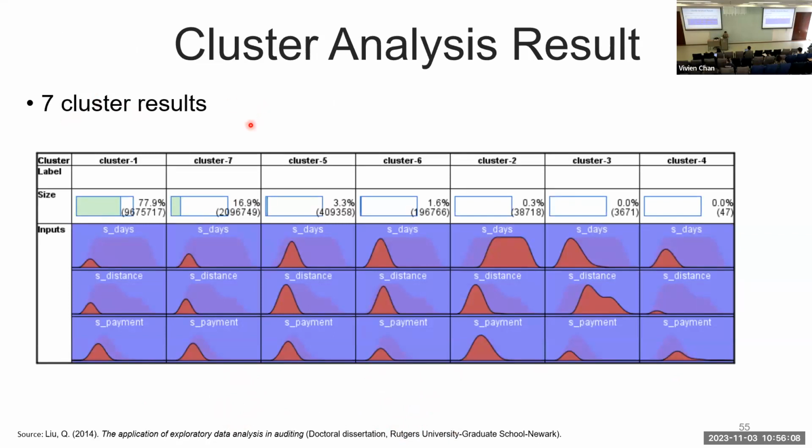This is the result of the 7 clusters. This is the size of each of the clusters. You can see that cluster 1 makes up most of the data points, or most of the observations. These three are basically the 3 attributes. This is the number of days stayed in the hospital, this is the travel distance, and this is the payment amount.